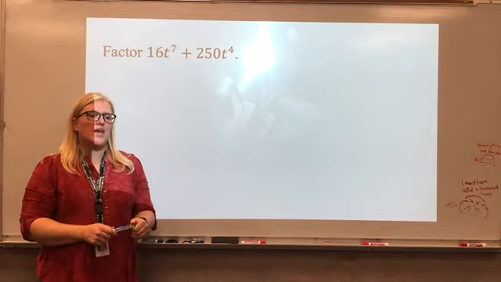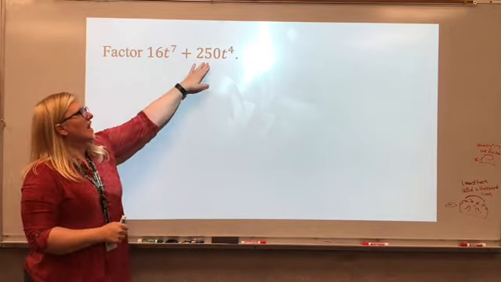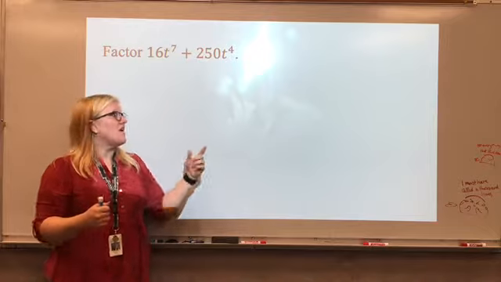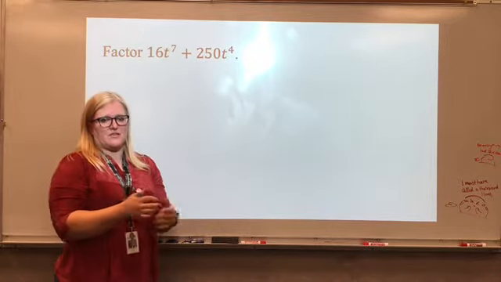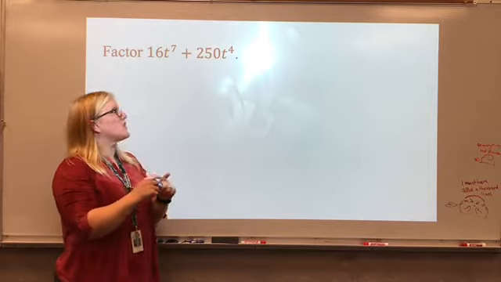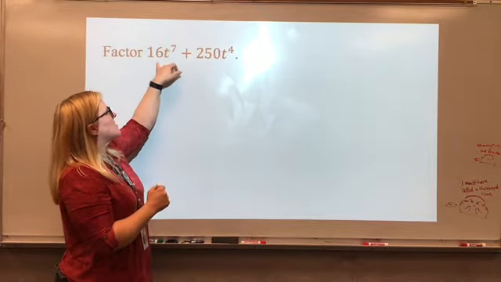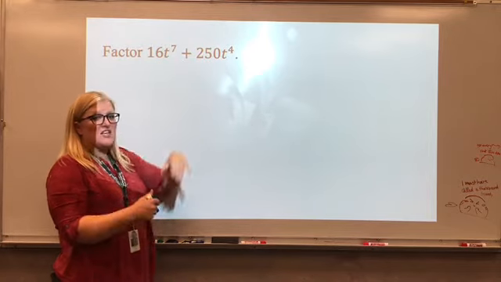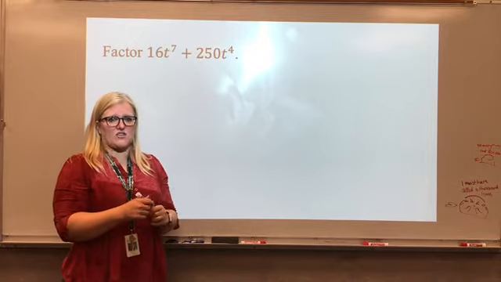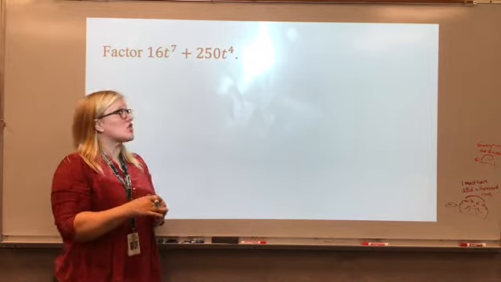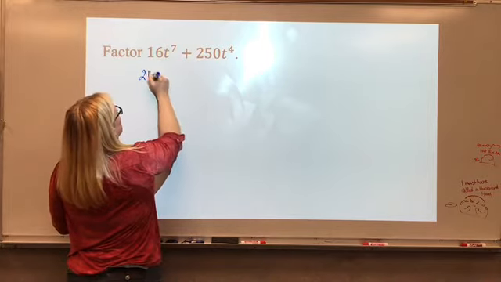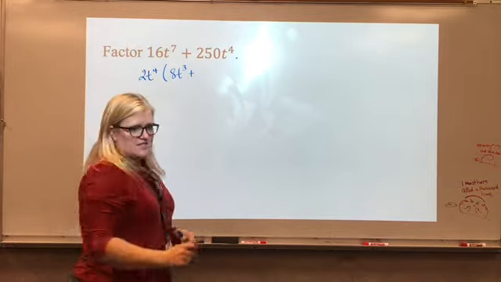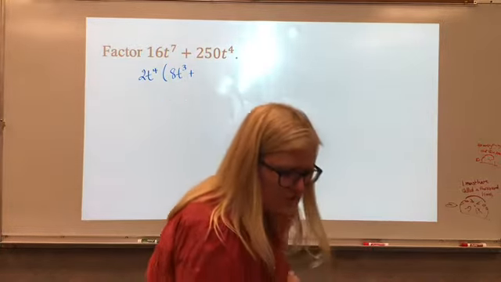Okay, in this problem, I need to see if there's anything that I can factor out with the number. I know I can factor out a 2 for sure, because they're both even. And also what I can factor out with my t's. After I fiddled with it, I divided 250 by 16, and it didn't go in evenly, and I divided them both by 4, and it didn't go in evenly. So the greatest common factor that I can divide out of these two terms is a 2t to the 4th. And I'm left with 8t to the 3rd plus 125.